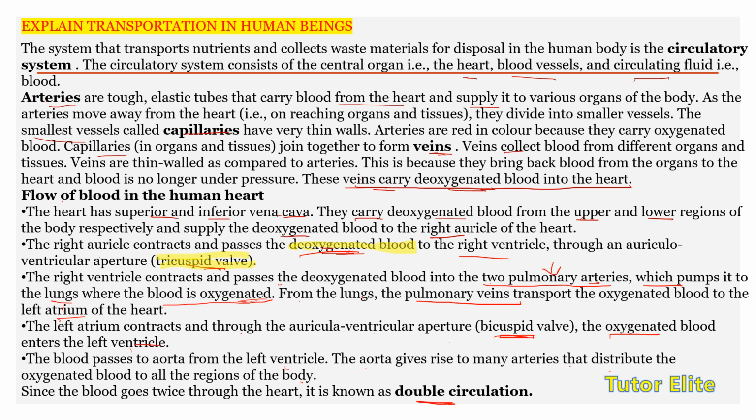The pulmonary veins transport the oxygenated blood to the left atrium of the heart. The left atrium contracts and, through the bicuspid valve, the oxygenated blood enters the left ventricle. The blood passes to the aorta from the left ventricle. The aorta gives rise to many arteries that distribute the oxygenated blood to all the regions of the body. Since the blood goes twice through the heart, it is called double circulation.